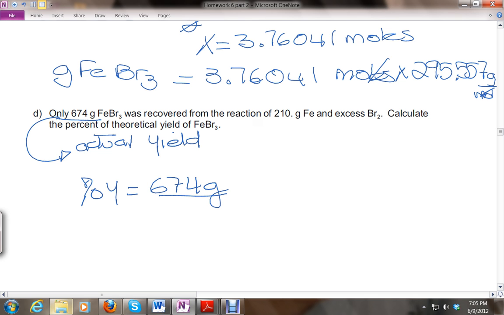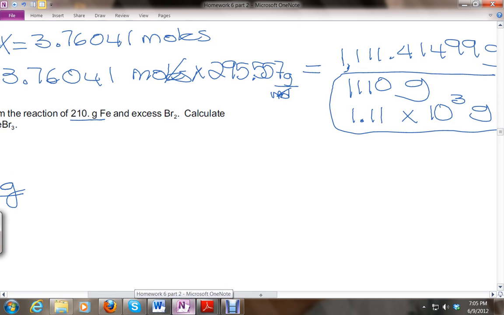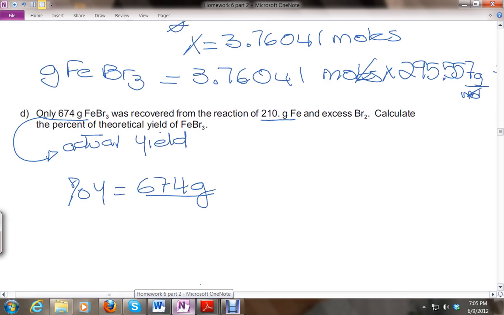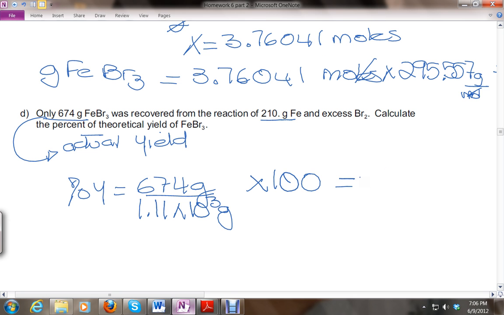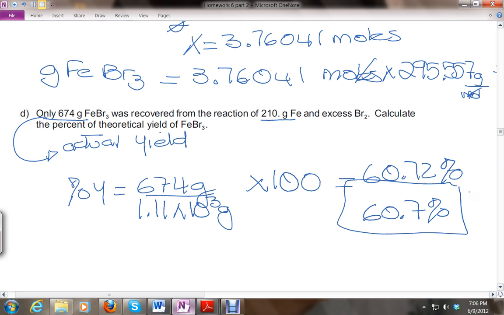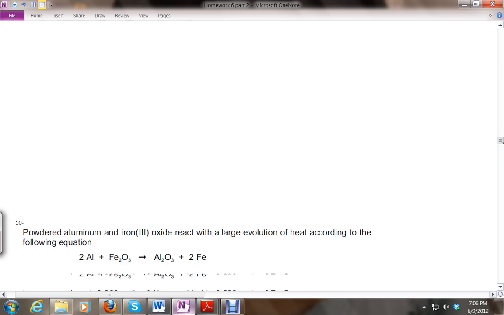Now, recovered from the reaction. So really, you did the experiment and you got 674. What were you supposed to get? What was your theoretical yield? 1.111 by 10 to the third grams. You multiply by 100, and that is going to give you 60.72%, which with 3 sig figs is 60.7% yield.